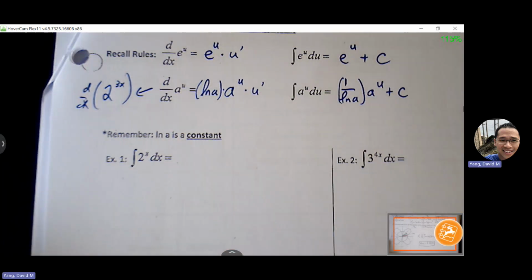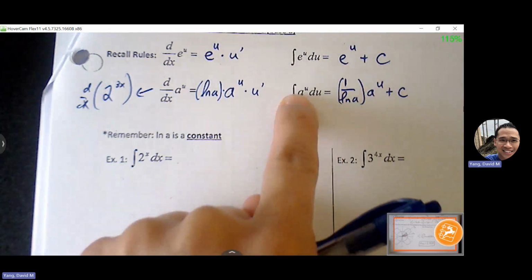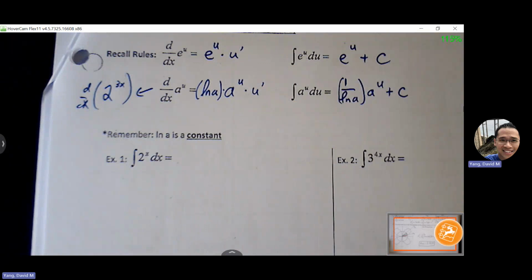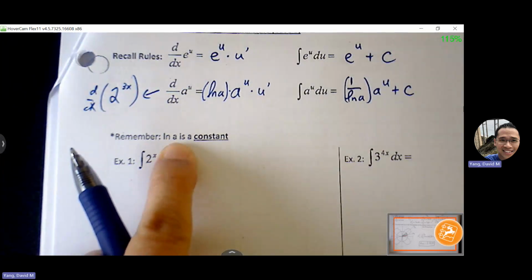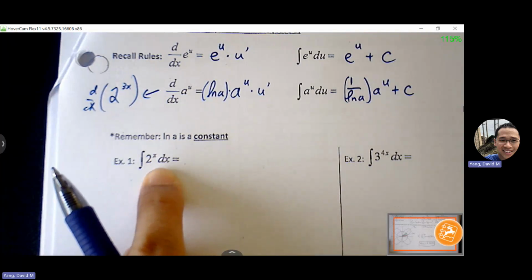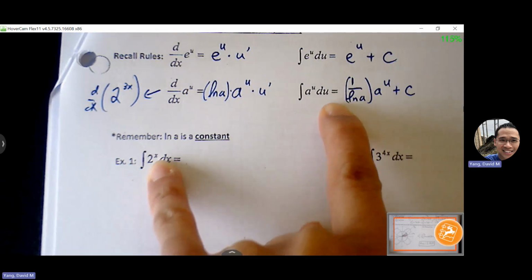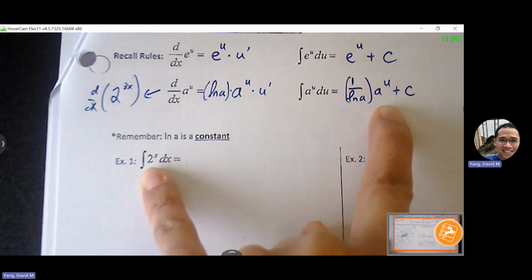Okay, so now that we have this new rule, we're just going to practice along with the rule that we learned from last week. So remember, natural log of a is a constant. It's just some coefficient that's hanging out in front. So if I want to apply the integral of 2 to the x, we're just going to apply the rule that we see here. So no need for u substitution because the exponent is just an x. We can jump directly into the rule here.